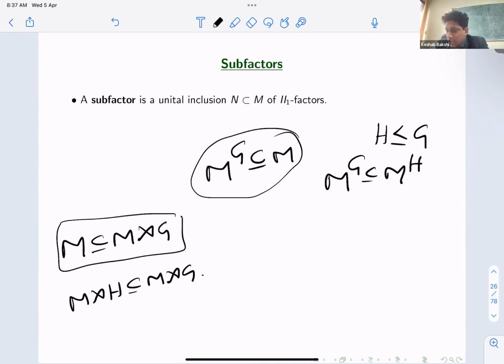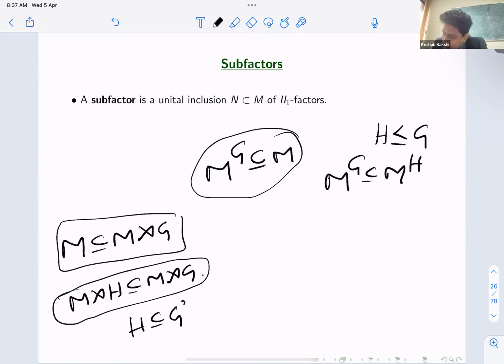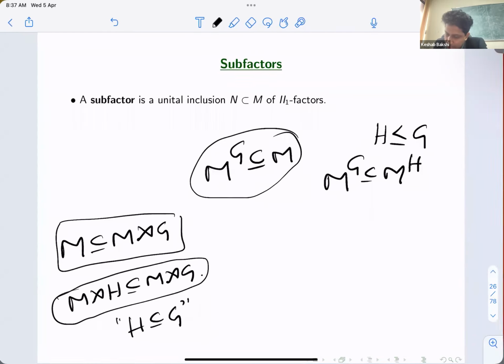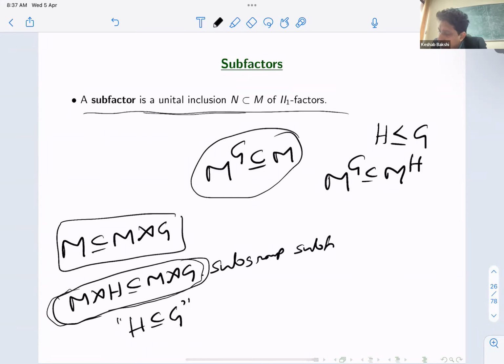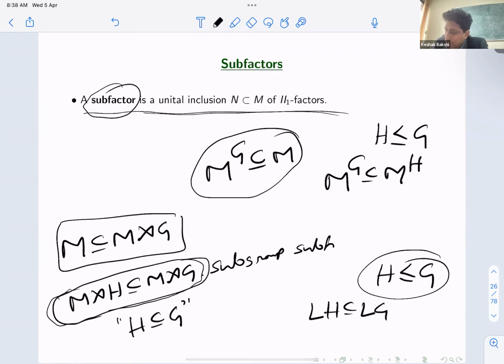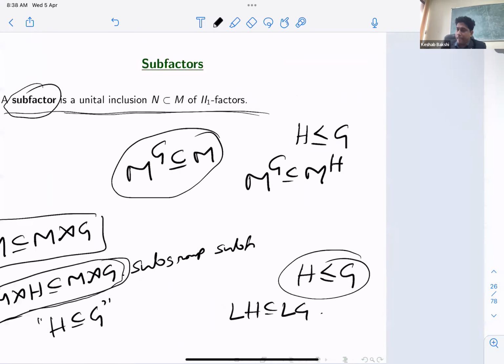And the nice thing is that this encodes all the subgroup theory, by work of Jones, Connes, and Ocneanu. This whole subgroup theory can be thought of as subsumed by this subfactor theory, by this subgroup-subfactor. Whenever we have a unital inclusion of II_1 factors, these are called subfactors. Another example: if you have an ICC group and a subgroup, LH subset LG. So these are all examples of subfactors.